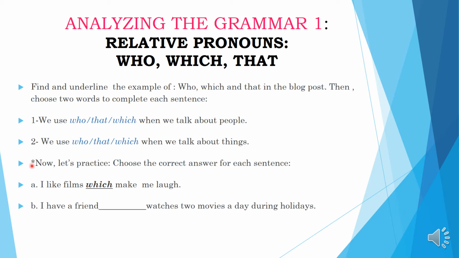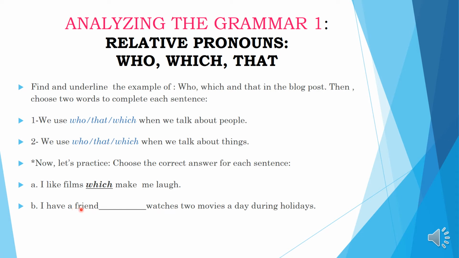Now let's practice. Here we have another example. Letter A says, I like films which make me laugh. In this case, the object here is films, and it is talking about a thing. So that's why we use the relative pronoun which, because the previous noun is talking about a thing. In letter B, I have a friend who watches 2 movies a day during holidays.